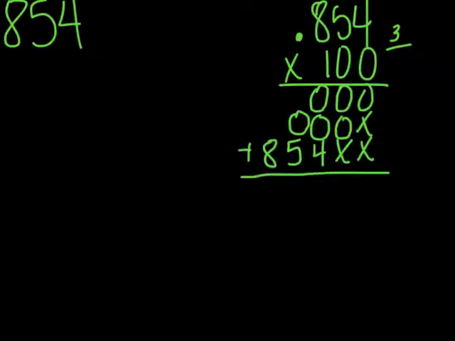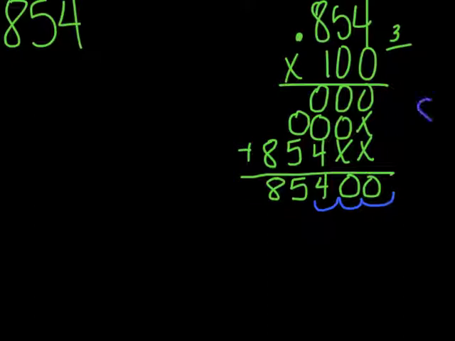I'm now going to bring down everything, which is 0, 0, 4, 5, and 8. I have 3 place values. So with these 3 place values, I'm going to go over 1, 2, and 3. This gives us a number of 85.4%.